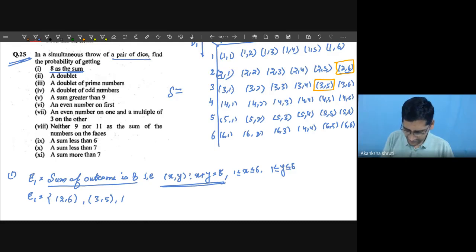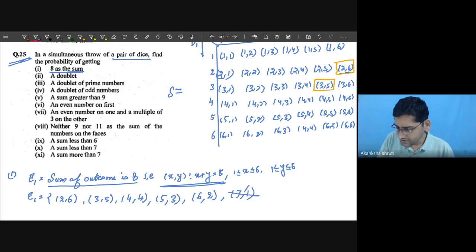Next one, if the first one is increased to 4, then the other one should also be 4. So 4, 4. Another, increase the first one to 5, the other should be 3. Increase the first to 6, the other will be 2 only. If we take 7, then the other will be 1, which is not in the sample space. So we shall not choose 7 and 1. This way, we should be careful while choosing the event.